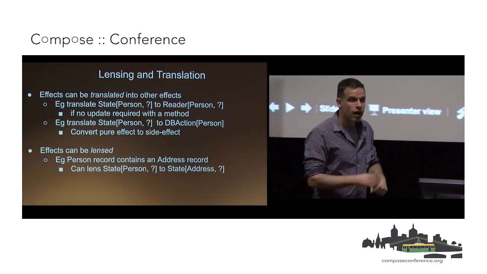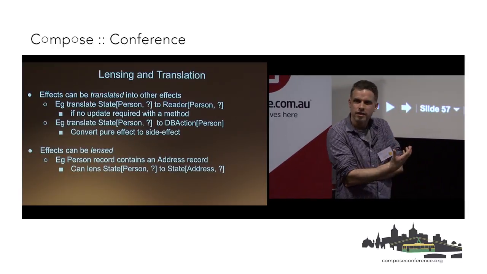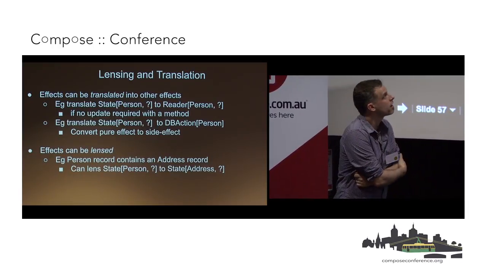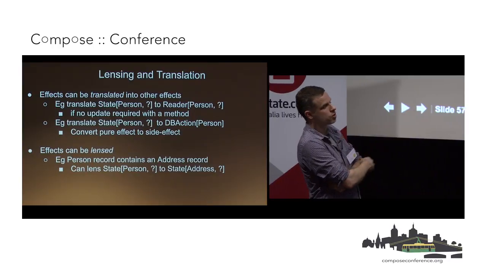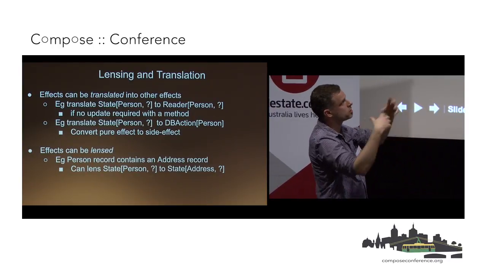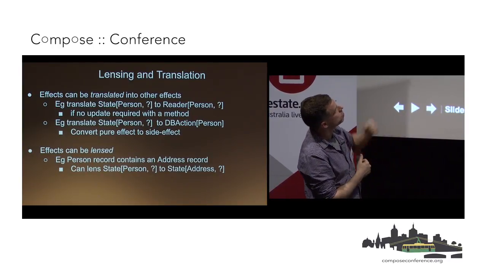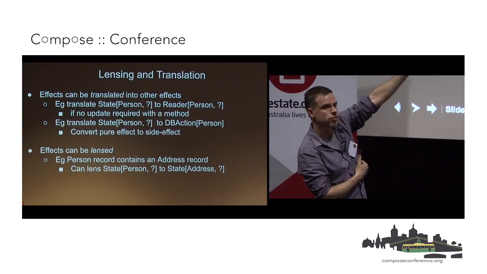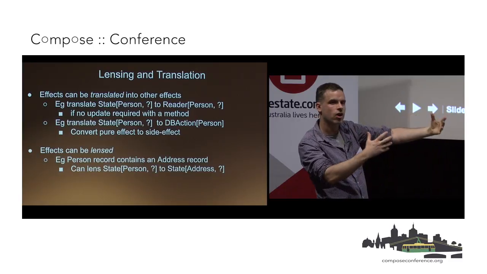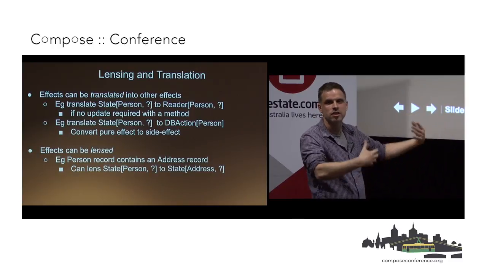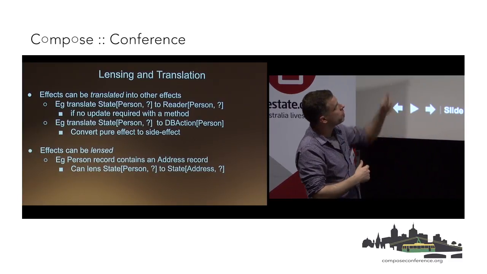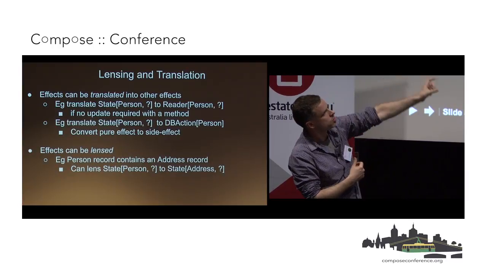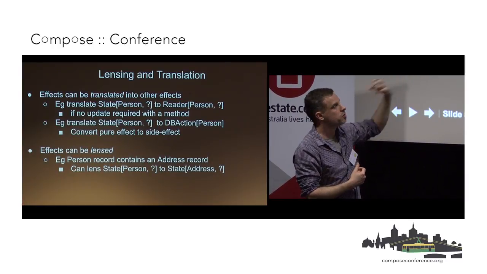And finally, these are power techniques that you find yourself using when you really use this in anger. Effect translation lets you turn a stack of effects into a different stack. So, for example, we could weaken the state effect to a reader of person if we had a piece of code that didn't need to update the state of a person, just to read that state. Or we could strengthen the state of a person to a DB action if we wanted to interpret that and cause side effects.